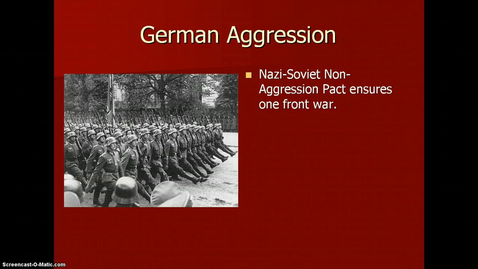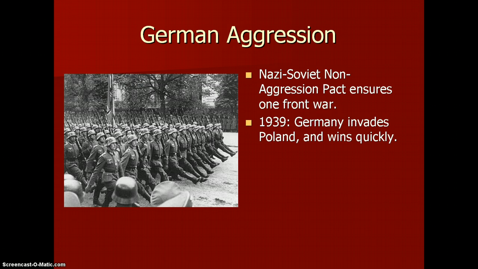Germany began its quest for unifying all German people by arranging a Nazi-Soviet non-aggression pact that would ensure the Russians stayed out of the war. The pact split Poland between Germany and Russia. This pact also would ensure that the Germans only had to fight a one-front war.